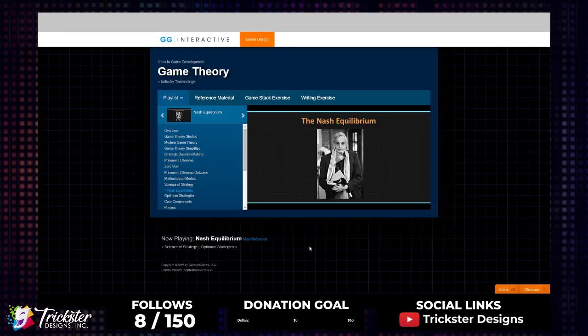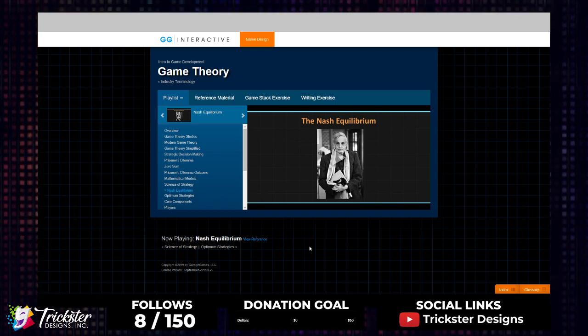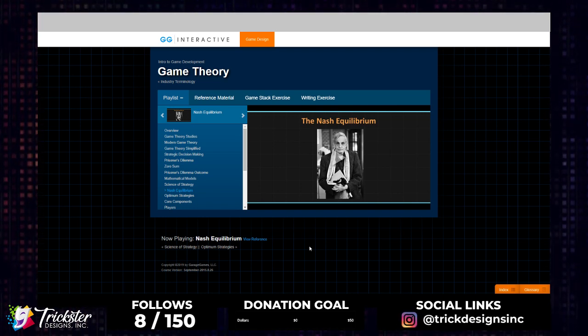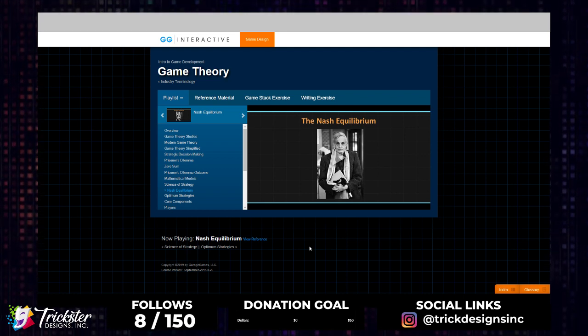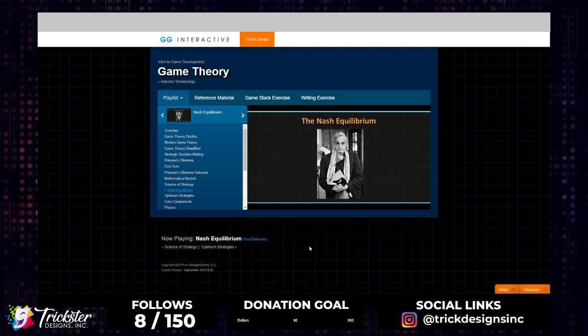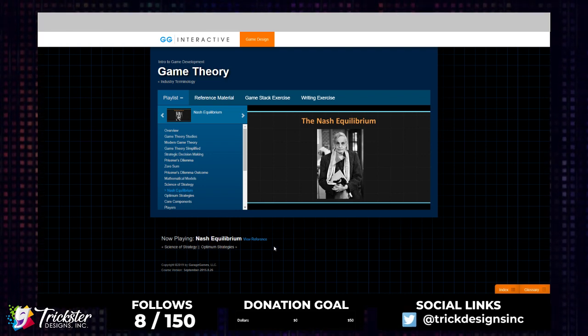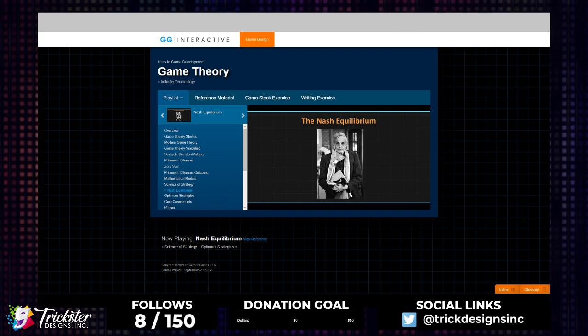Alright, this might be something new to learn. The Nash equilibrium, which is, I'm guessing, different than the zero-sum game. So let's see. The Nash equilibrium. He did the Nash. The monster Nash. I don't know.